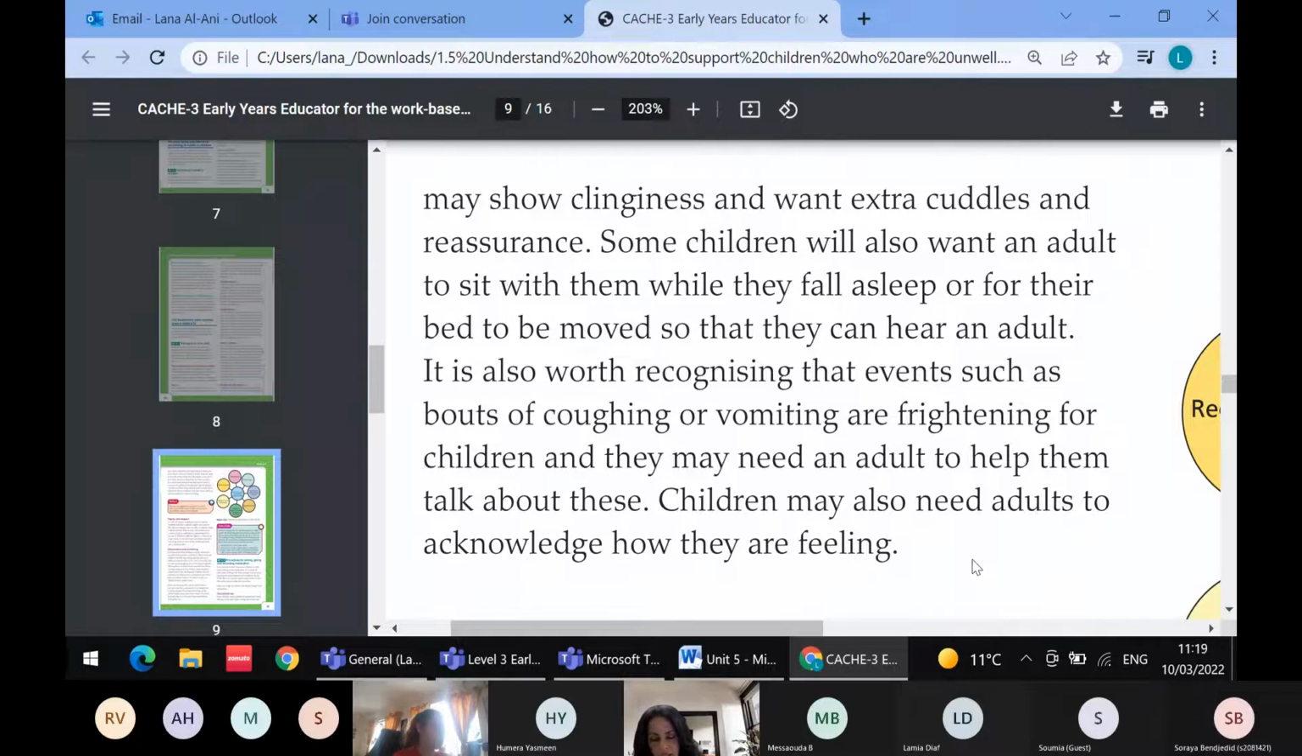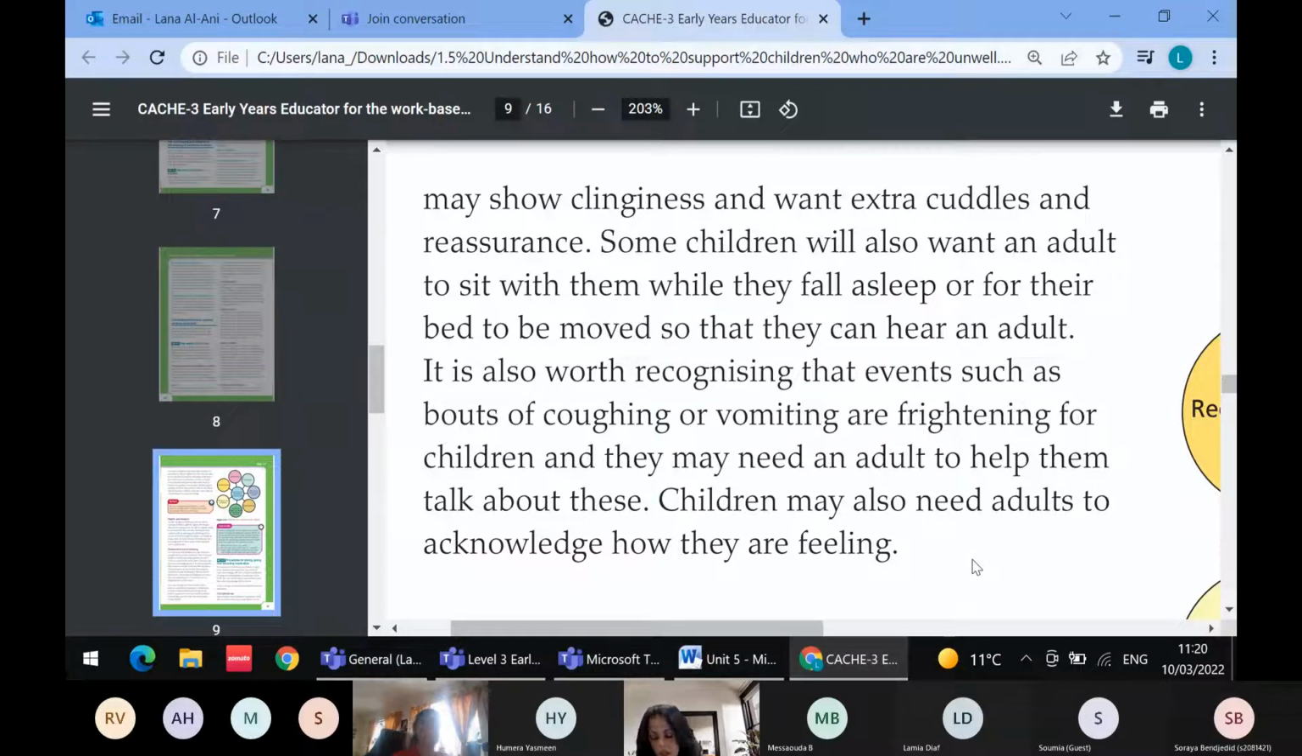Okay, guys. So let us go back to the children. As we said, when they are ill, they feel clingy, they need extra cuddles and reassurance. So the adult could sit with them until they fall asleep. They need this reassurance from the adult. They need to know that this person is listening to them, sitting next to them.